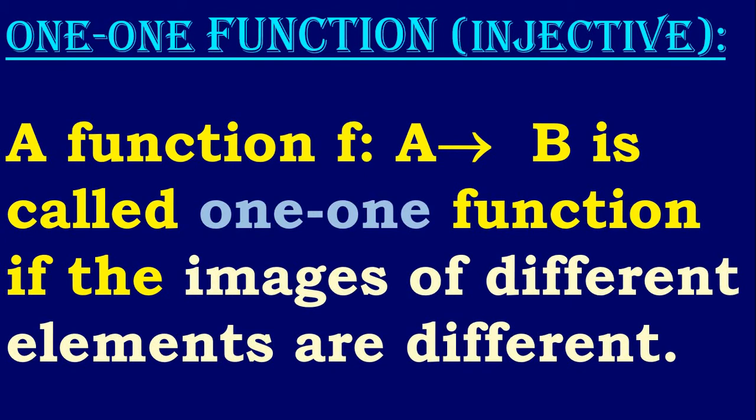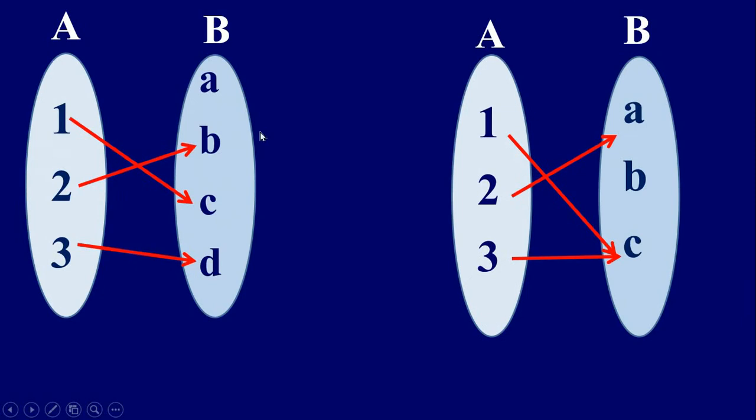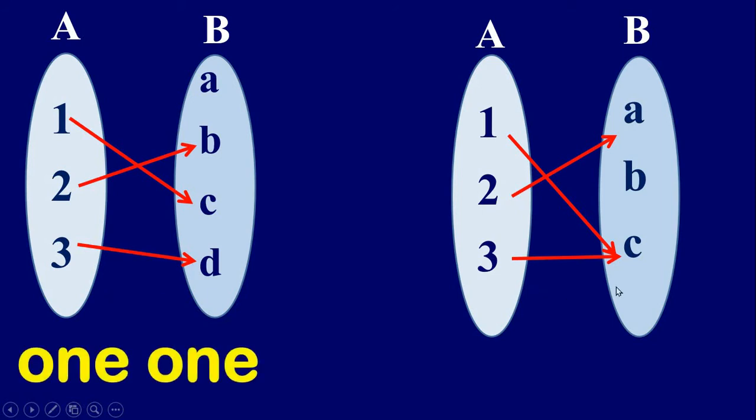First we see the definition of one-one function. A function f from A to B is called a one-one function if the images of different elements are different. If different elements have different images, then that function is called a one-one function. We consider an example. Suppose you consider this function. Here different elements have different images, so this function is one-one. Here different elements have the same image, therefore this function is not one-one. This function is one-one and this function is not one-one.